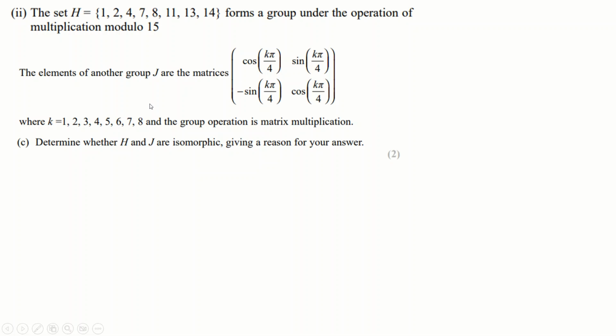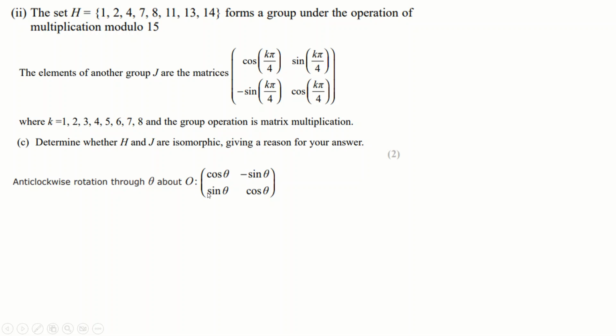This is a new group here, with all these matrices where k runs from different numbers here. Now, as soon as I saw this matrix here, I initially thought of this, which is in the formula booklet, anti-clockwise rotation. Now, it's not quite right, is it? It's not quite right, because this minus is in the wrong place.